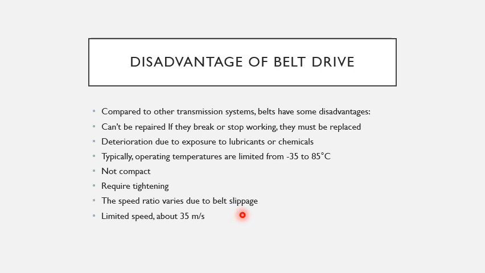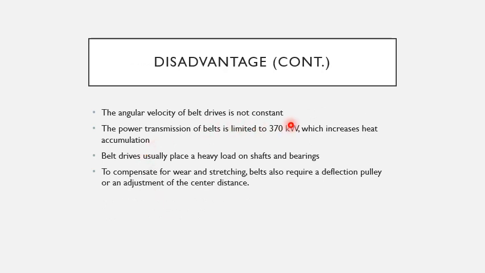So when the driver pulley and the driven pulley is moving, there is a belt slippage in the belt drive system. So the speed ratio does not remain the same, and the belt drives can be used for limited speeds, about 35 meters per second. The angular velocity of belt drive is not constant due to belt slippage. The power transmission of belt is limited to 370 kilowatt, which increases heat accumulation. So you cannot use a belt drive to transmit high powers because of the heat accumulation. Belt drives usually place a heavy load on shafts and bearings. To compensate for wear and stretching, belt also require a deflection pulley or an adjustment of the center distance.